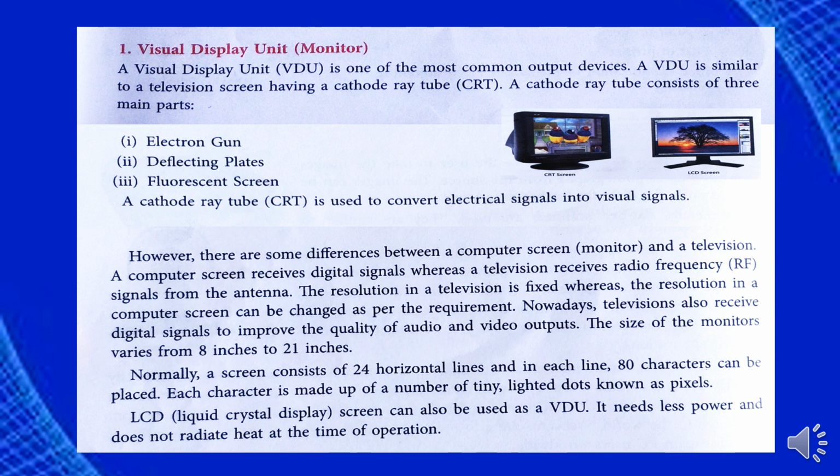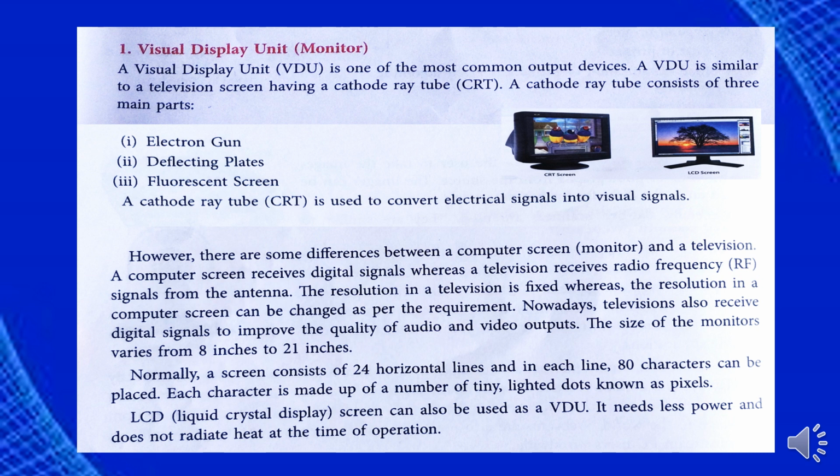Now students, these three, electron gun, deflecting plates, and fluorescent screen, are in the case of CRT monitors, the big television type monitors which we were using, or which we are using nowadays but in very rare cases. Nowadays we are using LCD and LED monitors. However, there are some differences between a computer screen monitor and a television.